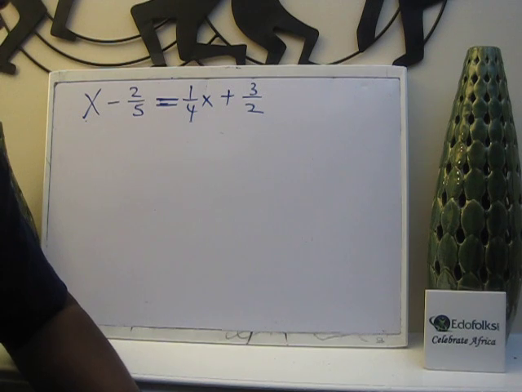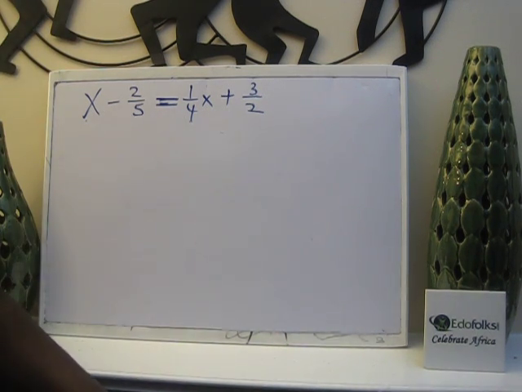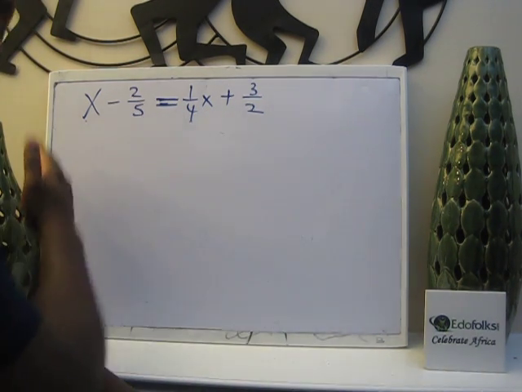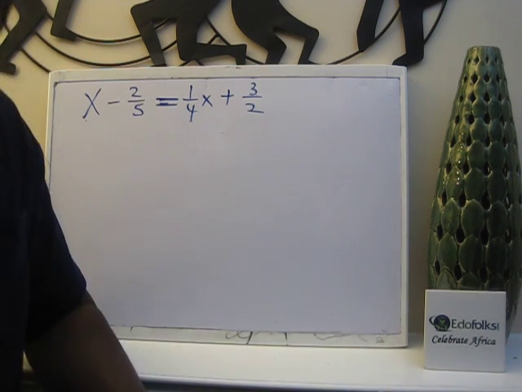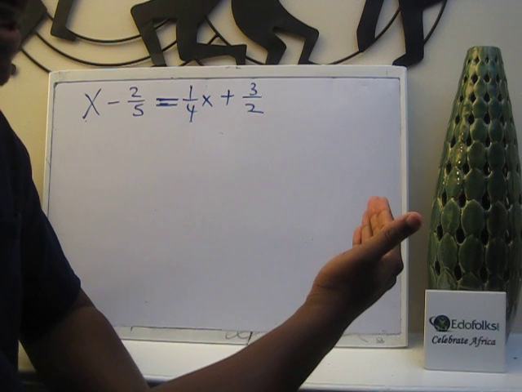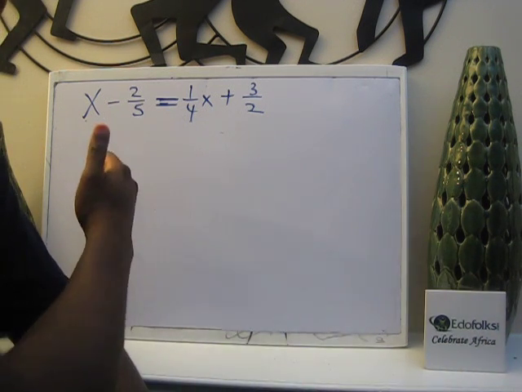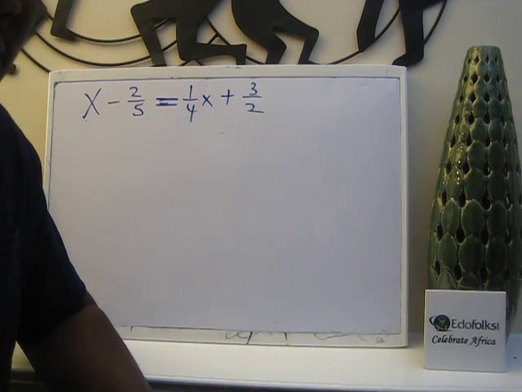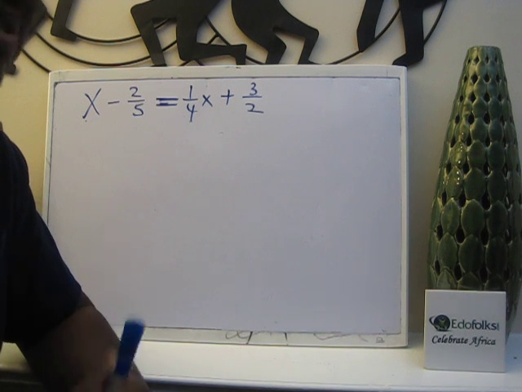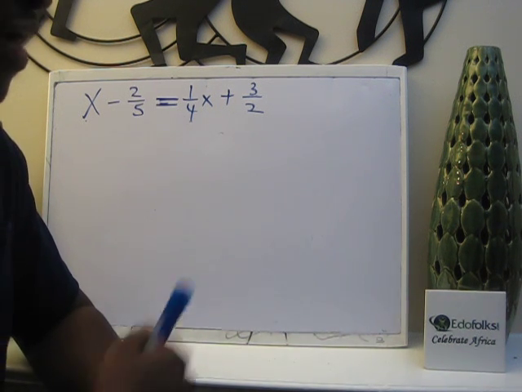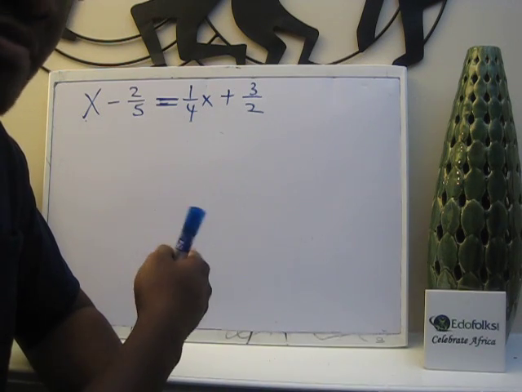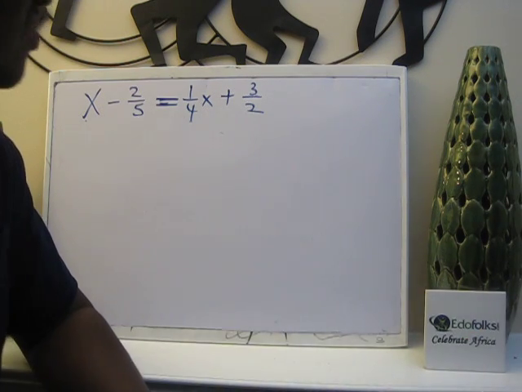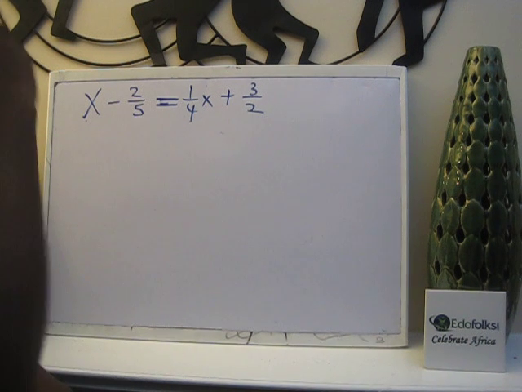Okay? And my recommendation is that we must put all the x's on one side and all the numbers on the other side. Now, if it was a positive and you move it to the other side, it becomes a negative. If it was a negative, it becomes a positive. When it's a multiplication and you move it to the other side, it becomes a division. A division becomes a multiplication. So let's see what happens here.